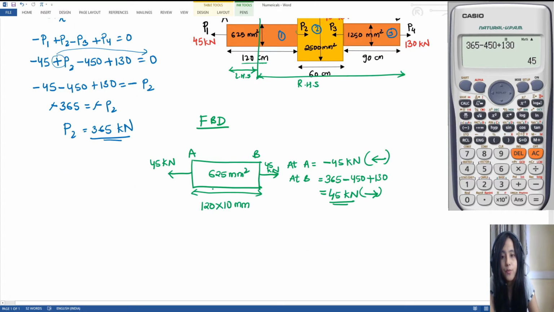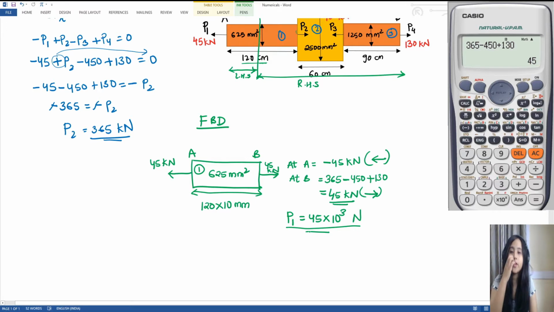So what is the force P1 here? So for this, all this P1 force for this section, first section number 1, is coming equal to 45 into 10 raised to power 3 Newton. So we have P1 equals to 45 into 10 raised to power 3 Newton.